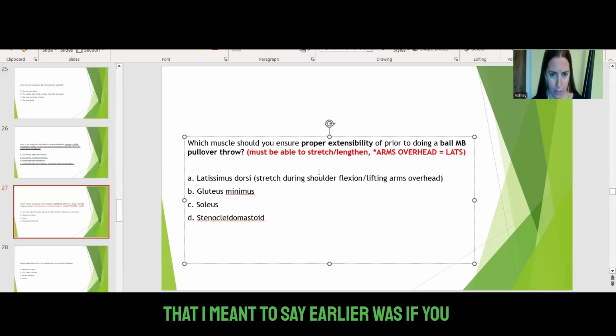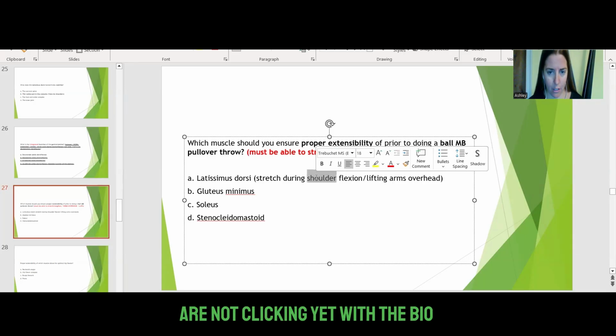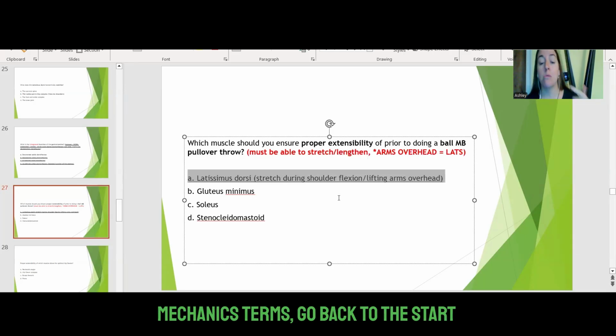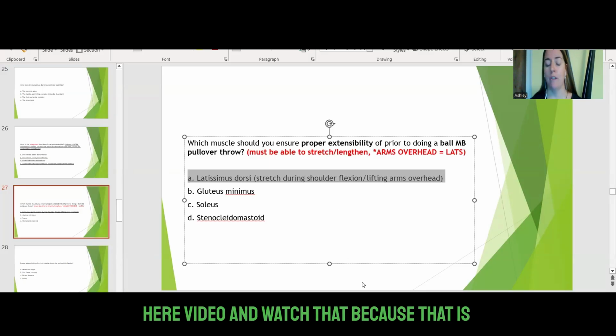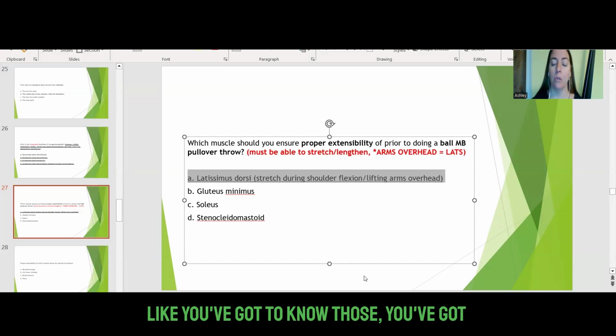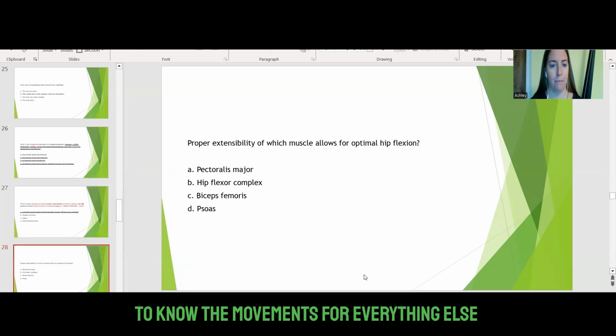One thing that I meant to say earlier was if you are not clicking yet with the biomechanics terms, go back to the Start Here video and watch that, because you've got to know those. You've got to know the movements for everything else to work.